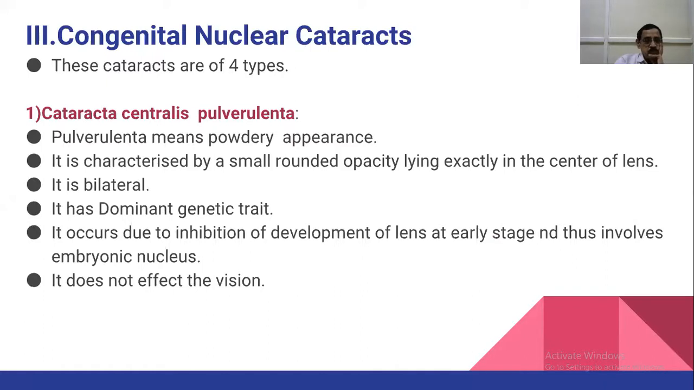Third one is congenital nuclear cataracts. These cataracts are of four types. First one is cataracta centralis pulverulenta. It means a powdery appearance. As the name indicates, the opacity occurs at the center. It is characterized by a small rounded opacity lying exactly in the center of the nucleus. It is bilateral. It has a dominant genetic trait. It occurs due to inhibition of development of the lens at an early stage and thus involves the embryonic nucleus. It doesn't affect the vision.